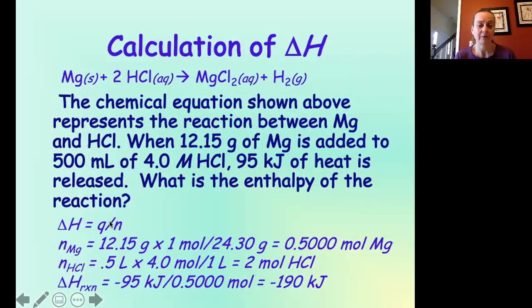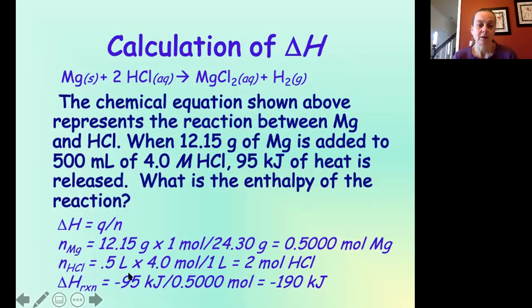Now, we have 2 different amounts of moles. We have a mass of magnesium and we have a molarity and a volume of hydrochloric acid. So we're going to see that we have 1/2 of a mole of magnesium and we have 2 moles of hydrochloric acid. That means that the hydrochloric acid is in excess. So we're going to divide by the moles of magnesium because that's all that reacts; the 1/2 mole of magnesium would react with 1 mole of hydrochloric acid.